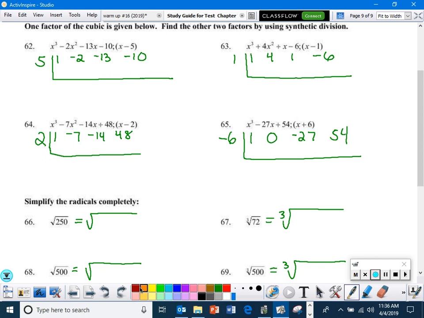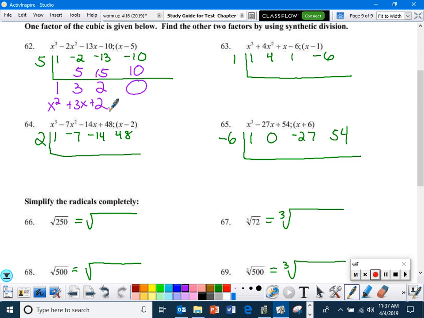All right, here we go. Bring down the 1. Multiply. Add. Multiply. Add. Multiply. Okay, and we want this to turn out to be a 0 so that we can rewrite this part right here, and then we're going to factor it. So now we rewrite this part as x squared plus 3x plus 2.